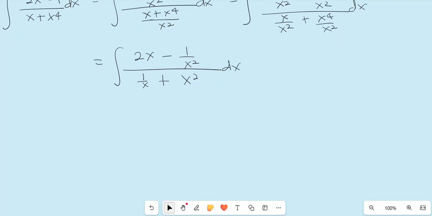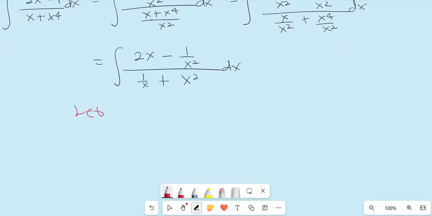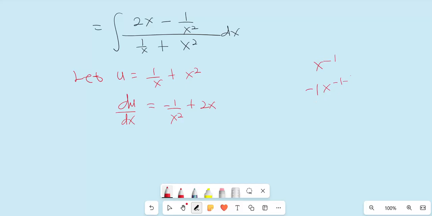So we can now use a u sub here and hope for the best. This is very easy. Let u be equal to 1 over x plus x squared. And after this, du dx is what? So that is negative 1 over x squared plus 2x. So this is like x to the power negative 1. Bring the negative 1 in front, x to negative 1 minus 1, as negative x to the negative 2, which is negative 1 over x squared. So that is how you differentiate 1 over x plus the differential of x squared, which is 2x.